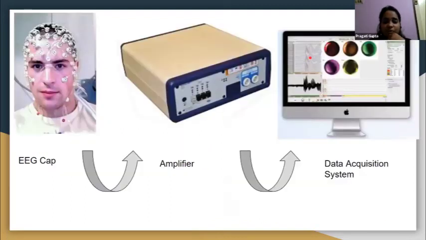Now, basically, how we acquire the data. We have the EEG cap on the participant in the first image. Then we place some gel for the conductivity of the signals. Then those signals are transferred to the amplifier, which amplifies the small electrical signals. And then we acquire those in the data acquisition system. It's shown very simply, but we'll explore more detail later.